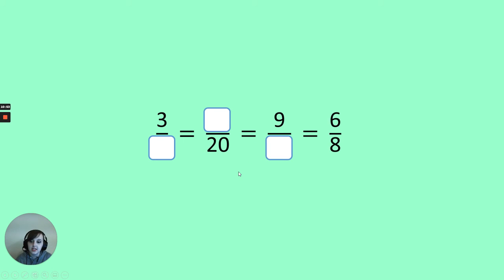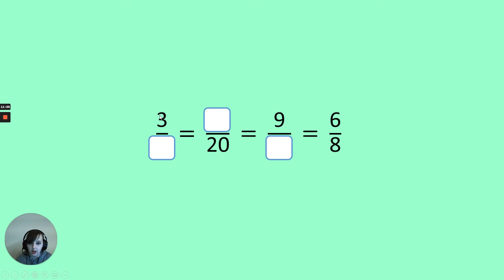Here is another set of equivalent fractions, and they're all linked together in a chain. 3 over something is the same as something out of 20, is the same as 9 out of something, is the same as 6/8. To fill in the gaps here, we're going to start with our 6/8 and work backwards. Let's have a think. How would you solve this question? The first thing that stands out to me is that 6 and 9 aren't in the same times table. I'm not sure how to work this one out.